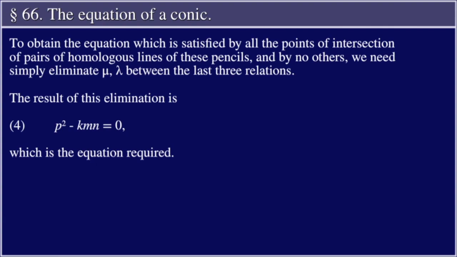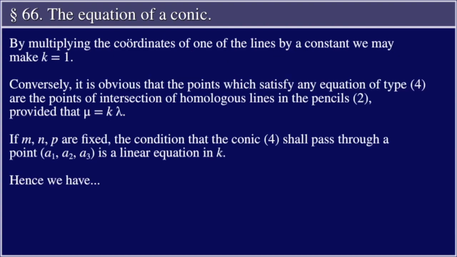To obtain the equation which is satisfied by all the points of intersection of pairs of homologous lines of these pencils, and by no others, we need simply eliminate μ and λ between the last three relations. The result of this elimination is, equation 4, p² − kmn = 0, which is the equation required. By multiplying the coordinates of one of the lines by a constant, we may make k equal to 1. Conversely, it is obvious that the points which satisfy any equation of type 4 are the points of intersection of homologous lines in the pencils 2, provided that μ = kλ.